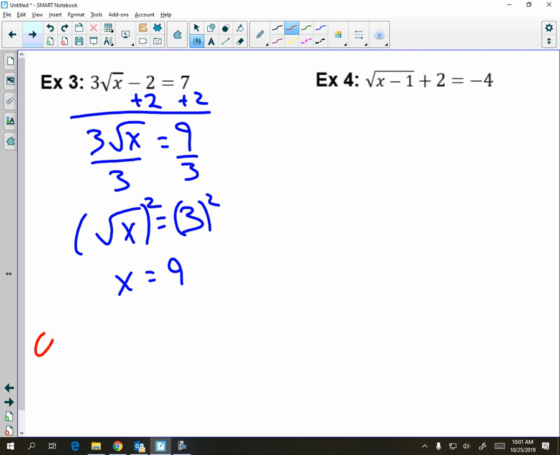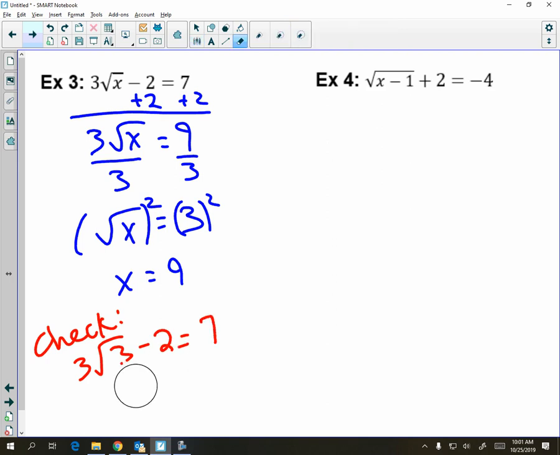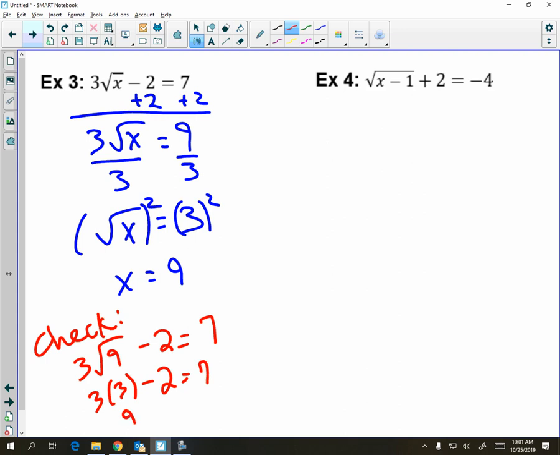Check your work. Sorry, we should be plugging in 9. So 3 times the square root of 9, which is 3, minus 2, does that equal 7? And yeah, because you get 9 minus 2, which is equal to 7. So your answer checks out.